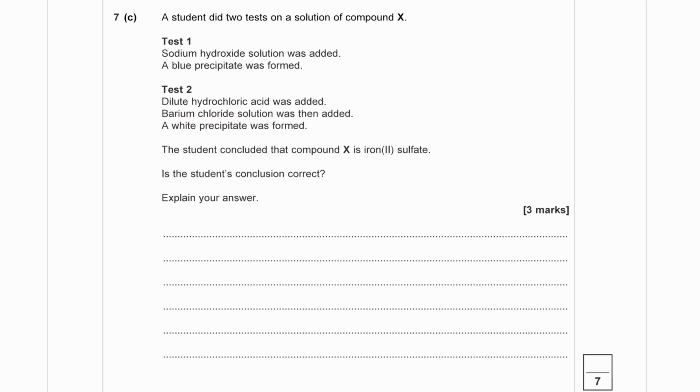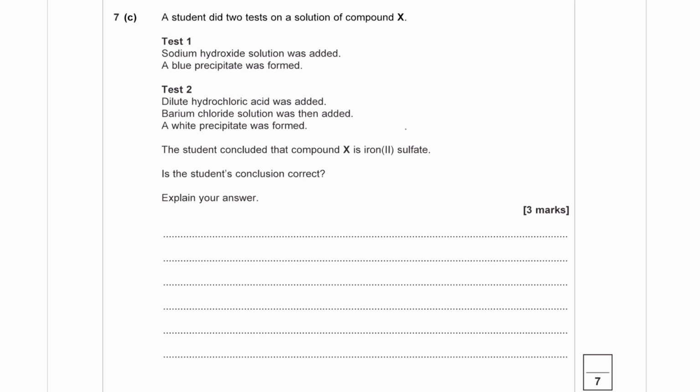Next, 7c, it says a student did 2 tests on a solution of compound X. So it looks like we're going to have to find out what the compound is. Test 1, sodium hydroxide was added and a blue precipitate was formed. Test 2, dilute hydrochloric acid was added, barium chloride solution was then added, and a white precipitate was formed. The student concluded that the compound is iron 2 sulfate. Is the student's conclusion correct?